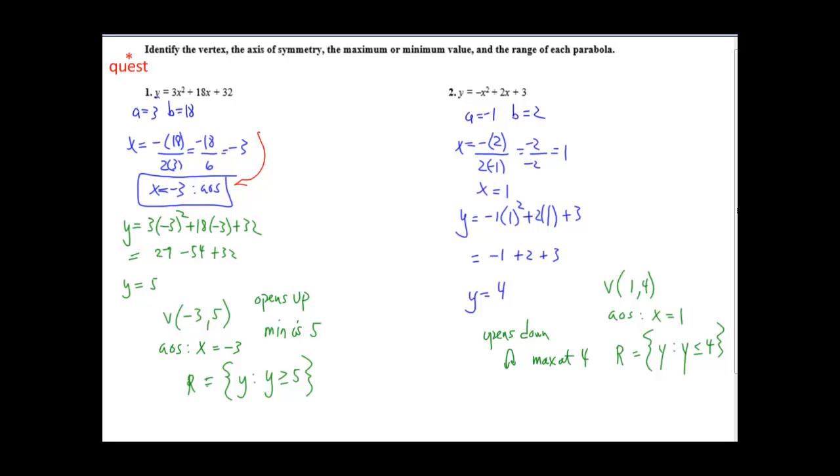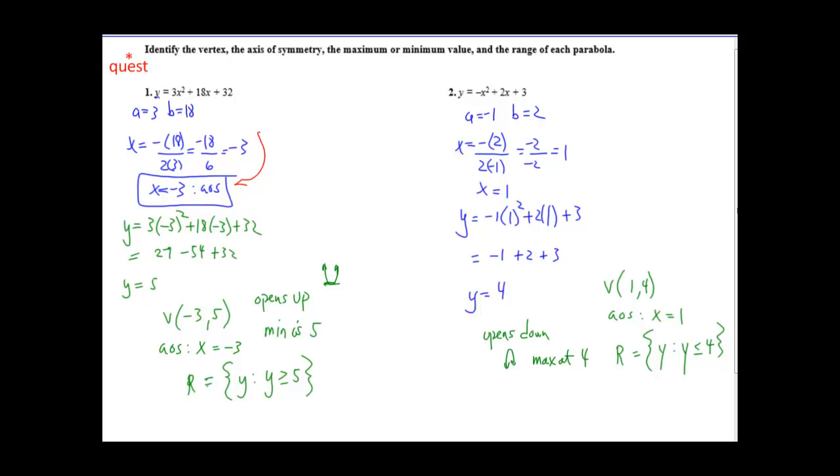Now we know because a is greater than 1, it's going to open up. So therefore it has a minimum. So it opens up, has a minimum, so everything's going to be greater than that minimum. The minimum value is on the y. The y is 5. So therefore our range is y is greater than or equal to 5.